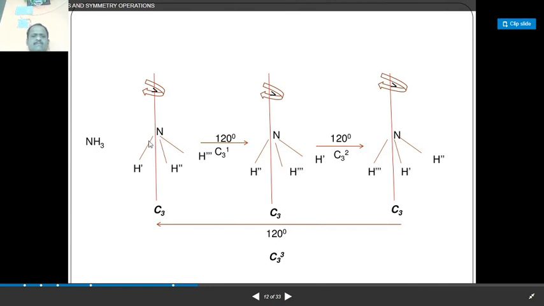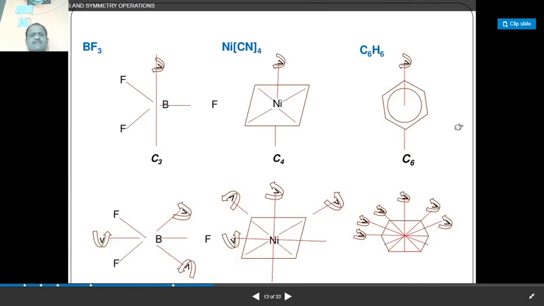How nitrogen possesses a C3 axis can be understood with the help of this example. Let's say this is the nitrogen and these are 3 hydrogen atoms. When I pass the axis through this and rotate this molecule by 120 degrees, this is the first rotation, I will get this configuration. Again when I rotate this molecule by 120 degrees, I will get this configuration. Again when I rotate, I will get the first configuration. So you have to rotate the molecule every time by 120 degrees to get the next configuration. Okay, so this is very easy to understand.